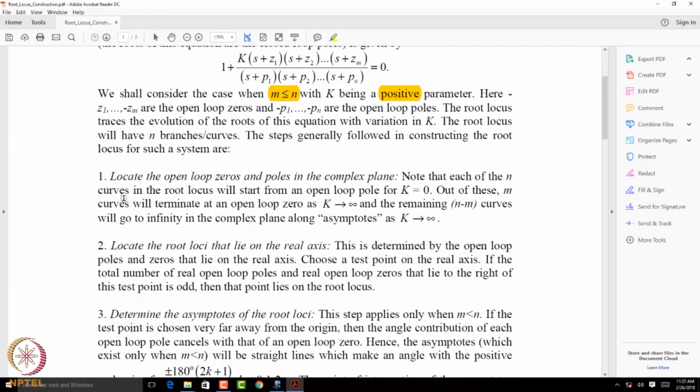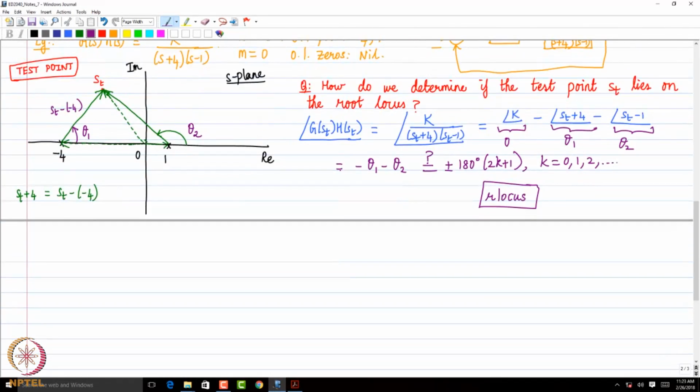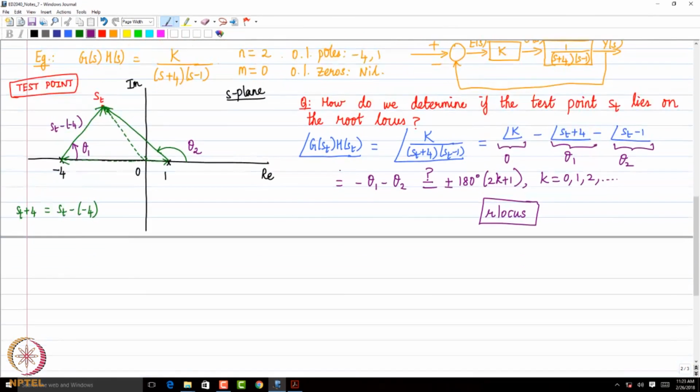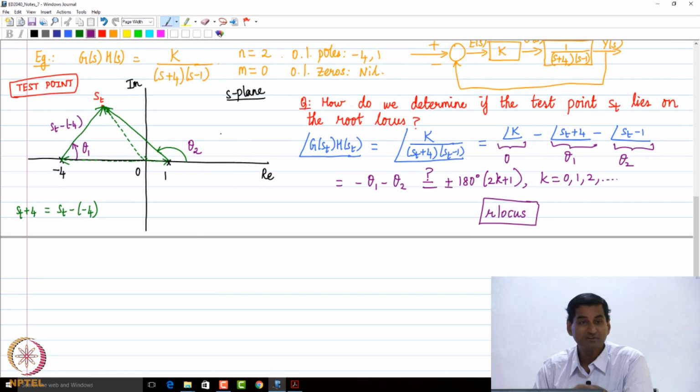Note that each of the n curves in the root locus will start from an open loop pole for k equals 0. Out of these, m curves will terminate at an open loop zero as k tends to infinity, and the remaining n minus m curves will go to infinity in the complex plane along asymptotes as k tends to infinity. Let's discuss this point. What does this mean? To better understand these steps, we will start constructing the root locus for a system, so that we work on these steps along with an example.